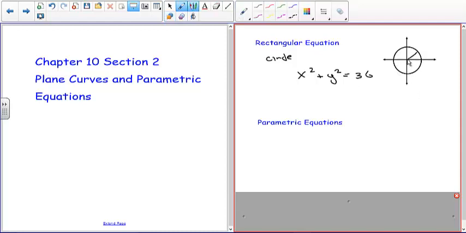So this has a radius r equals 6. The parametric form would be x is equal to r cosine t, and the y coordinate would be equal to r sine t, where t is between 0 and 2 pi. So you can kind of see what would happen here.